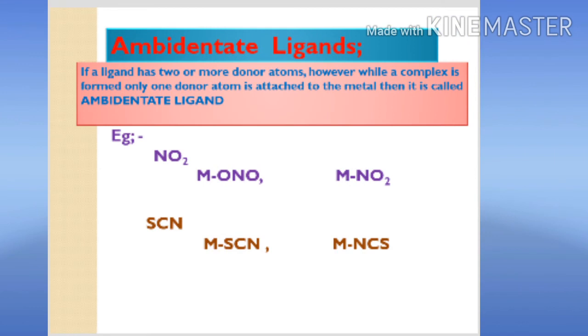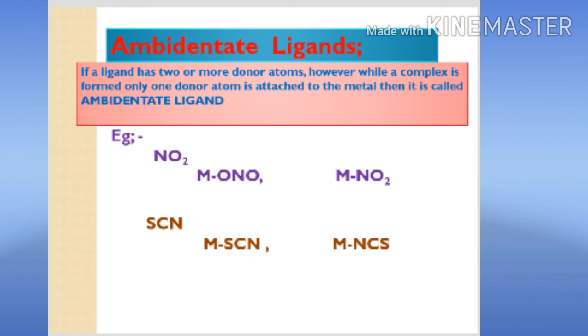And the last type of ligand is ambidentate ligands. The definition of an ambidentate ligand is: if a ligand has two or more donor atoms, however, while a complex is formed, only one donor atom is attached to the metal, then it is called an ambidentate ligand. It means that the ligand contains two or more donor atoms, but out of that only one atom donates the electrons to the central metal atom.